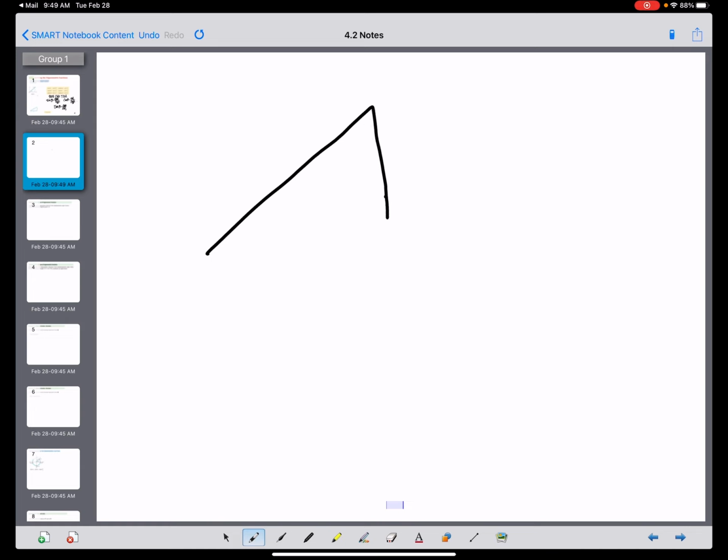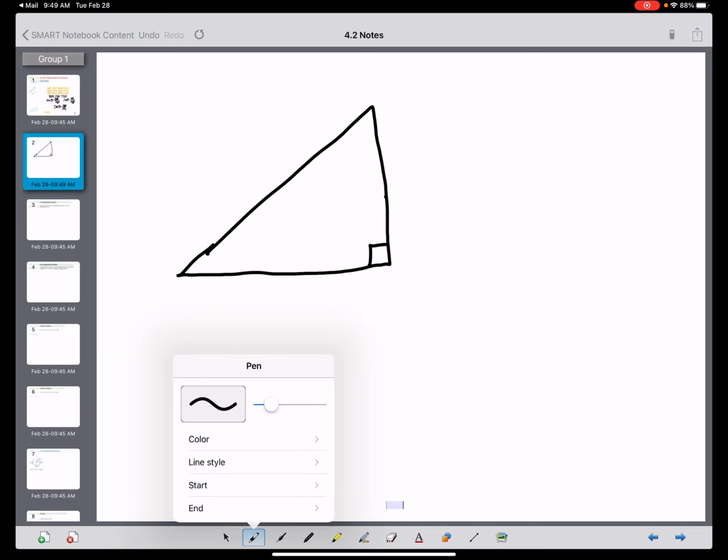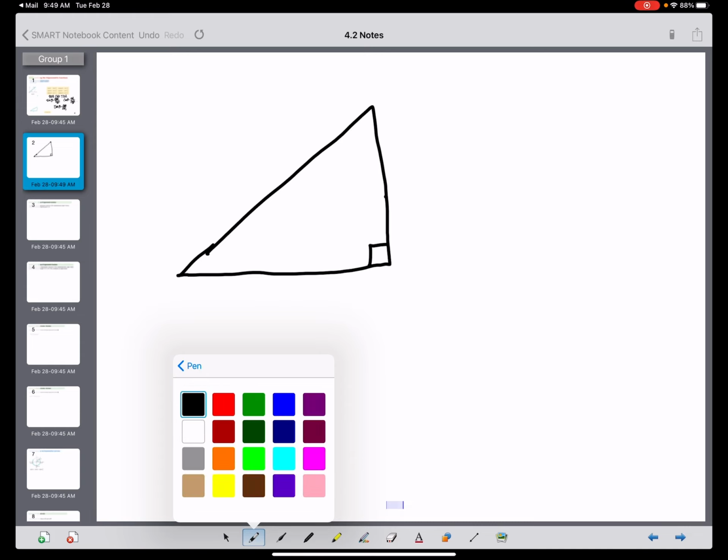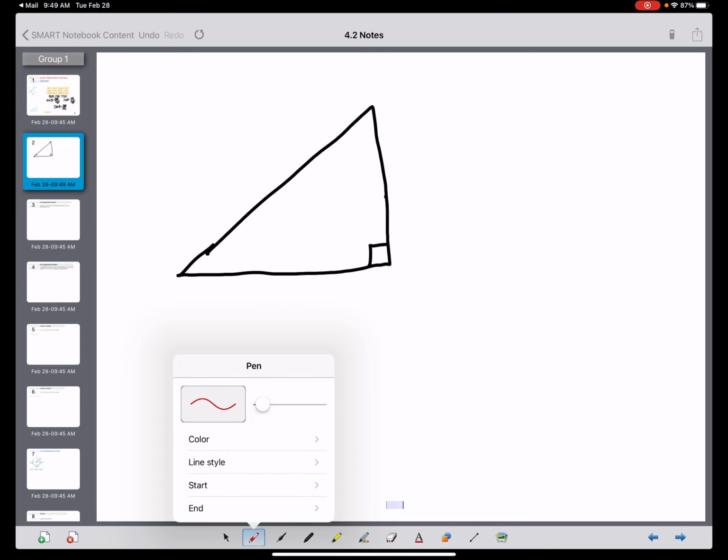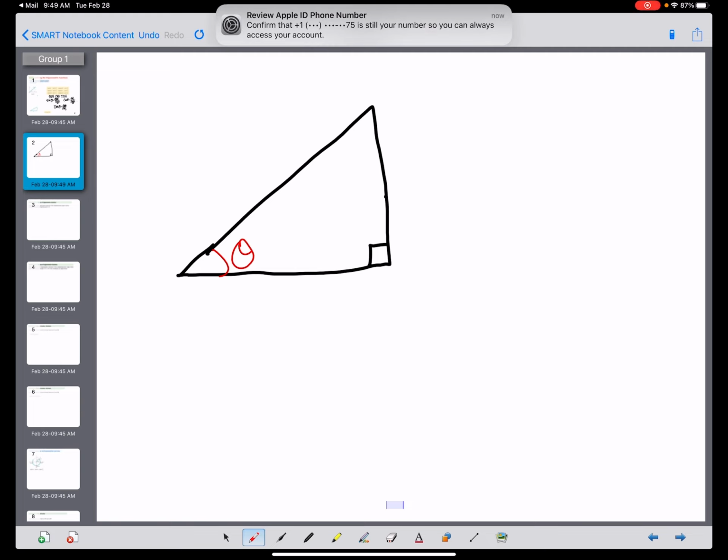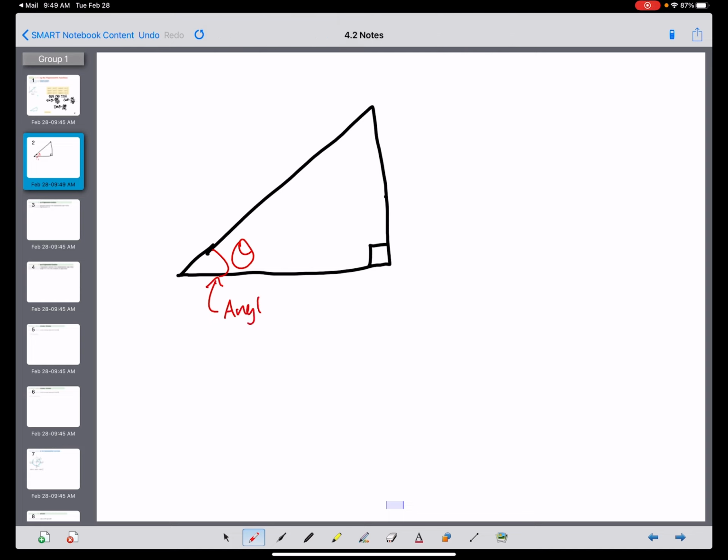We have a right triangle. All right. And you have to have an angle. So I'll go with red, and we'll say that this is our angle. That symbol there, theta, is just for an unknown angle, right? So this is an angle, and this is called your angle of perspective.